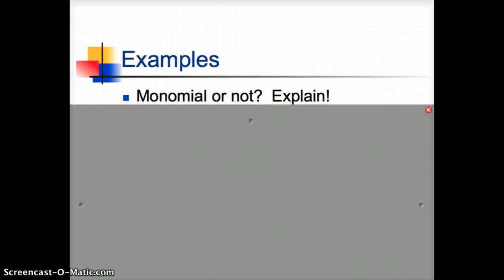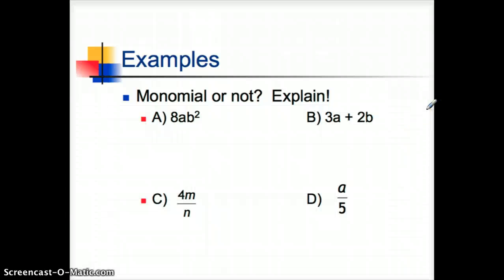The first thing I want you to do is just tell me if it's a monomial or not and be able to explain. So try all 4 of these problems on your own if you can. So remember the rule, it's a number, a variable, or a product of a number and variables. So the first one, 8ab squared, yes, this is a monomial because it's just the product of 8, a, b, and b. So it's the product of numbers and variables straight across. That's good.